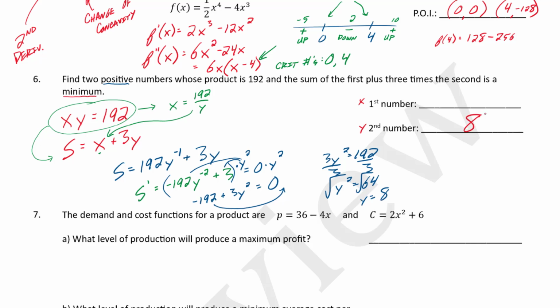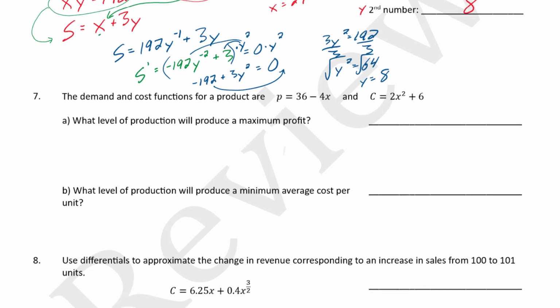To get the first number, all I'd have to do is just plug into my x equals equation that I have right there. So it's going to be x is equal to 192 divided by 8. If we go ahead and just figure out what that is using a calculator, it gives me that x should equal 24. So that's my first number. And at that point, we figured out what numbers that were positive, that had a product of 192, but a sum that satisfied that x plus 3y, and it made it a minimum sum for that specific part.